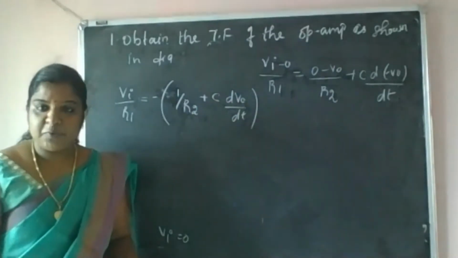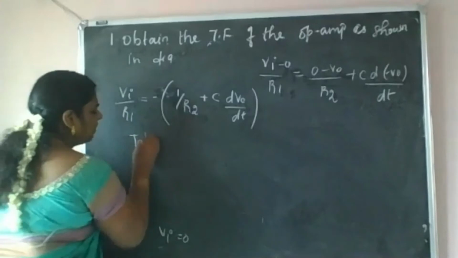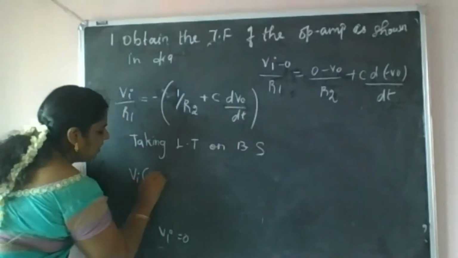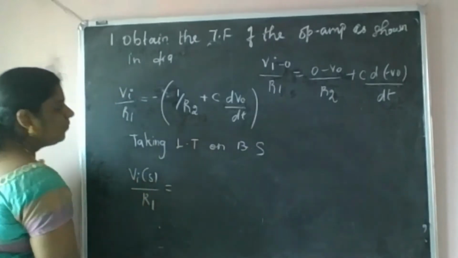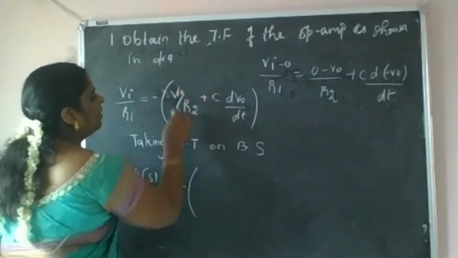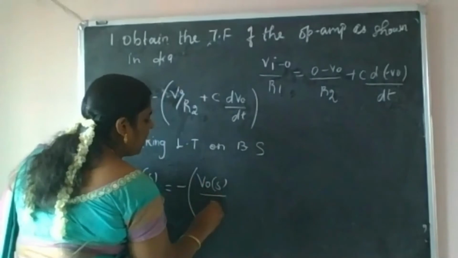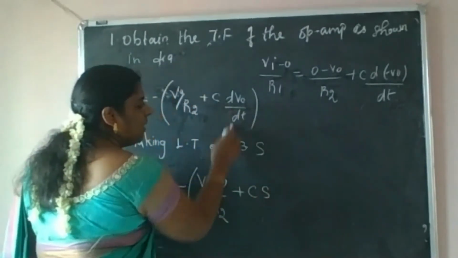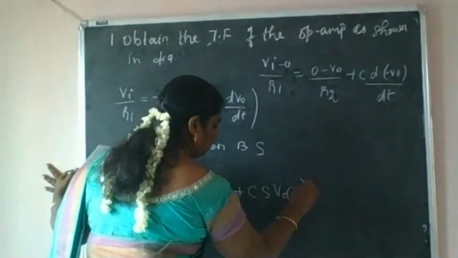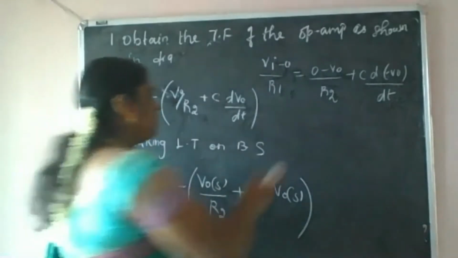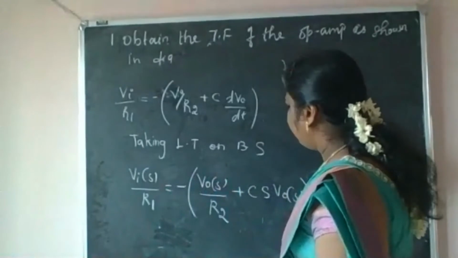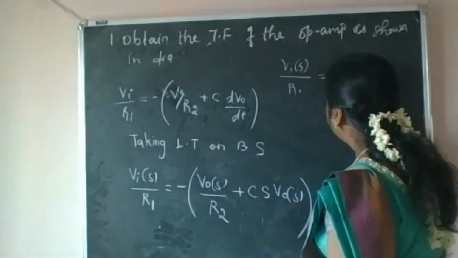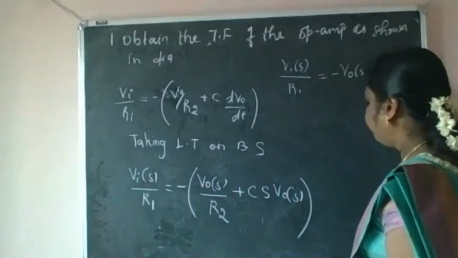To find the transfer function, we have to take the Laplace transform. Taking Laplace transform on both sides, we will get Vi of S divided by R1 will be equal to minus of V0 of S divided by R2 plus C, where d by dt is nothing but S and V0 is V0 of S. Simplifying this expression, taking V0 outside, we will get Vi of S divided by R1 is equal to V0 of S into 1 by R2 plus SC.